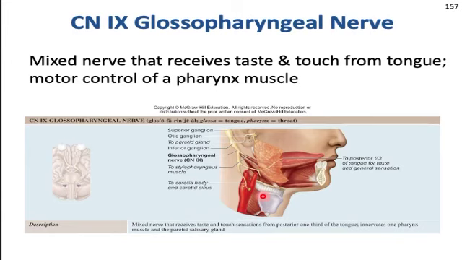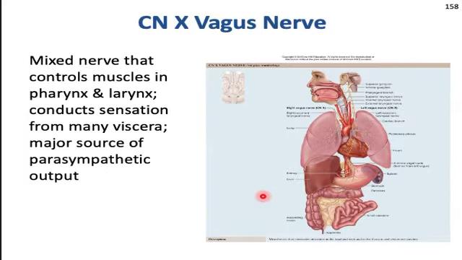The glossopharyngeal nerve is a mixed nerve that gets taste and touch from the tongue and also provides motor control of the pharynx, okay? So it's important in things like swallowing and speech, okay? But it also has a sensory component, okay? So in terms of taste, you've got glossopharyngeal, facial, and vagus all relay taste information back to the brain, okay?